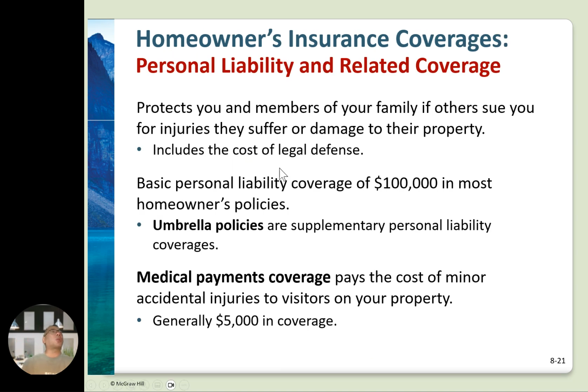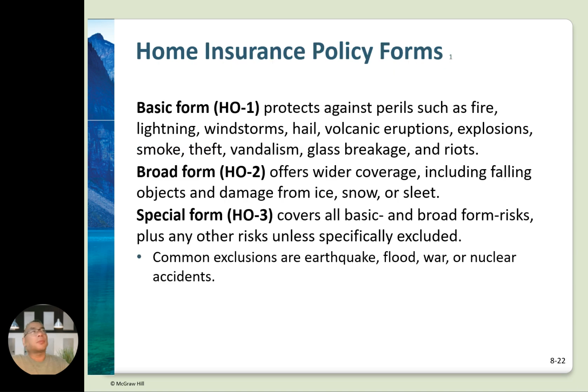Personal liability protects you and members of your family if others sue you for injuries they suffer or damage to their property, such as the cost of legal defense. The basic personal liability covers up to $100,000 in most homeowners policies. The umbrella policy also supplements the personal liability coverage. Medical payment coverage pays the cost of minor accident injuries to visitors on your property, generally $5,000 in coverage.